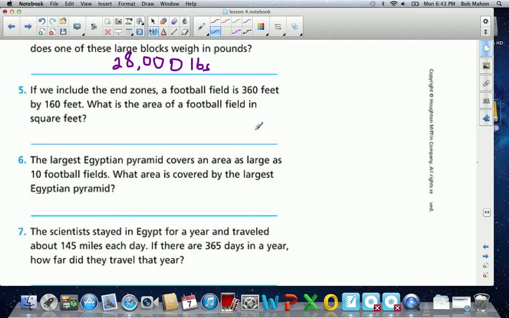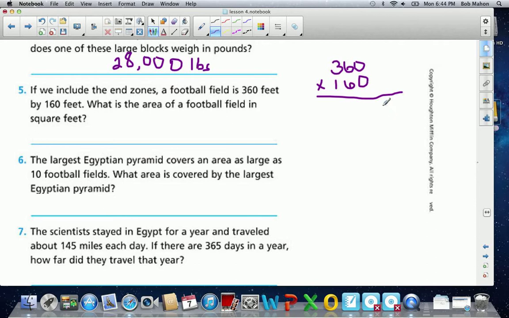If we include the end zones, a football field is 360 feet by 160 feet. Again, this gets a little bit larger, so 360 times 160. You guys go ahead and work this out, whatever method you would like. So pause the video at this point and work it out, and then come back and double check, okay? If you like lattice multiplication, set that up. You decide. Okay, welcome back.